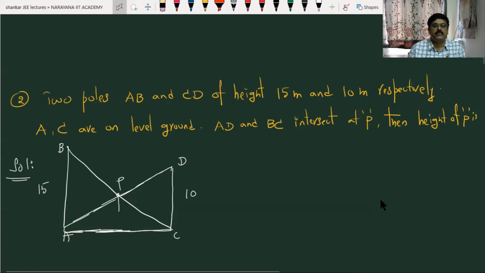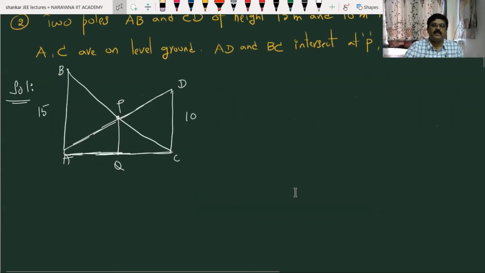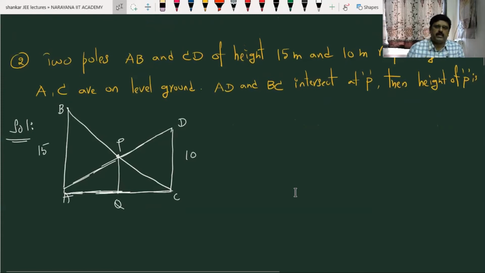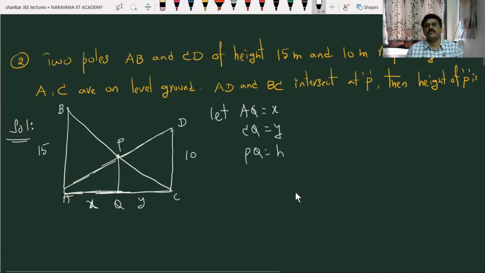Now you are asked the height of P, means at what height it is located from the level ground. That is the problem, students. So see this figure carefully. Interestingly, this problem is given with a simple twist based on similar triangles, students. Let AQ be equal to x, CQ be equal to y and PQ be equal to H. Our task is H, students. So your goal is H. Then how to crack this problem?